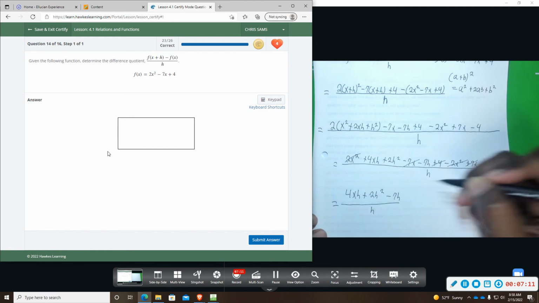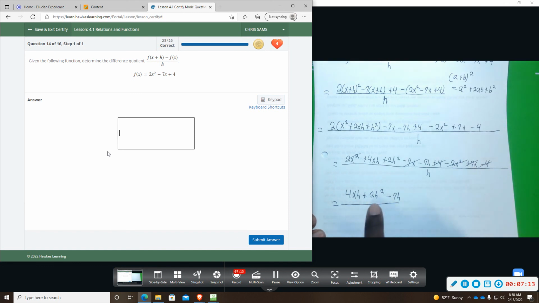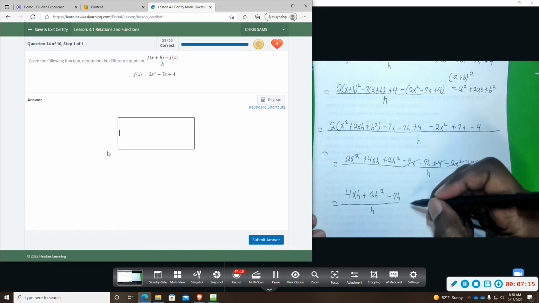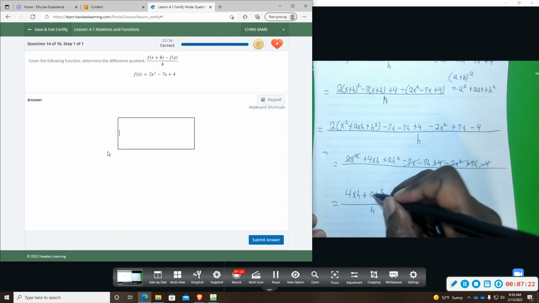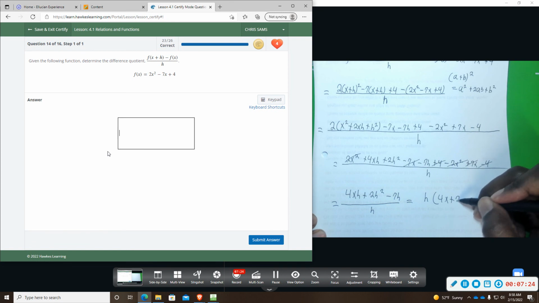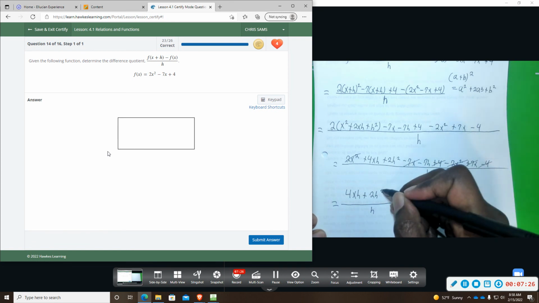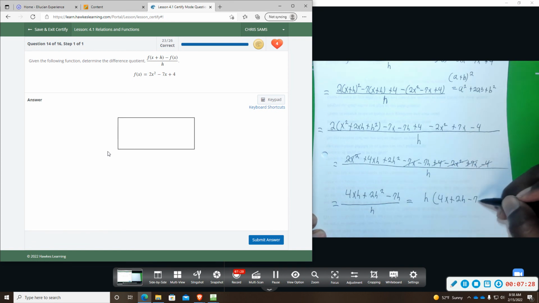All over h. Now all of these terms have h in common, so we're going to factor out an h. It's going to leave us with 4x plus 2h, because we got rid of one of them, minus 7, all divided by h. The h's will divide out, and then this will be our final answer: 4x plus 2h minus 7.